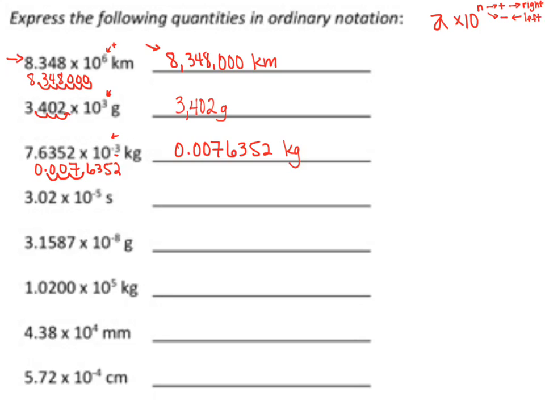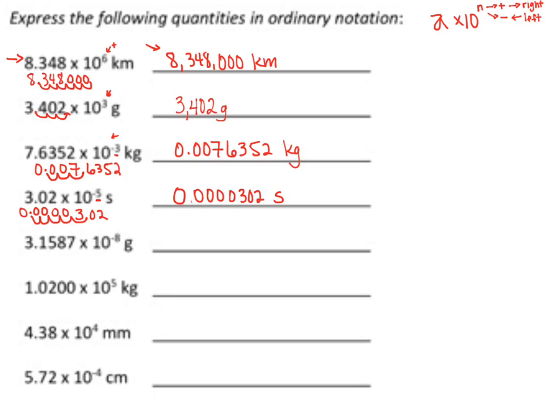Next number, another small number. Why? Because the exponent's negative 5. So I feel more comfortable writing it down. It's going to be moving to the left. 1, 2, 3, 4, 5. Here's my decimal point. And add 4 zeros. Remember, the exponent does not mean that you're going to add that many zeros. It means that's how many times you're going to be moving the decimal point. So be careful. So we have 0.00004302 seconds.